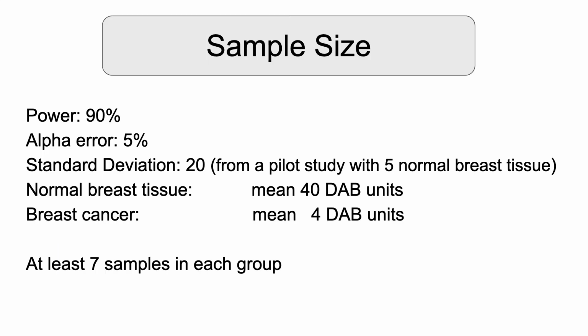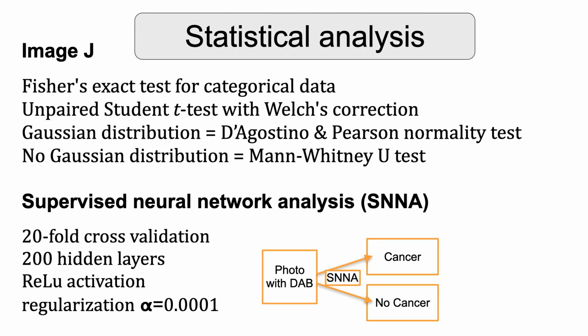The sample size for ImageJ analysis was calculated in order to have a power of 90%, an alpha error of 5%, and a standard deviation of 20, to identify a decrease from the average of 40 DAB units in normal breast tissue to 4 DAB units in cancer. With these figures, at least 7 samples in each group were necessary. Sample size for supervised neural network analysis was chosen for convenience after obtaining the maximum number of photomicrographs from the slides. Fisher's exact test was used to compare categorical data.